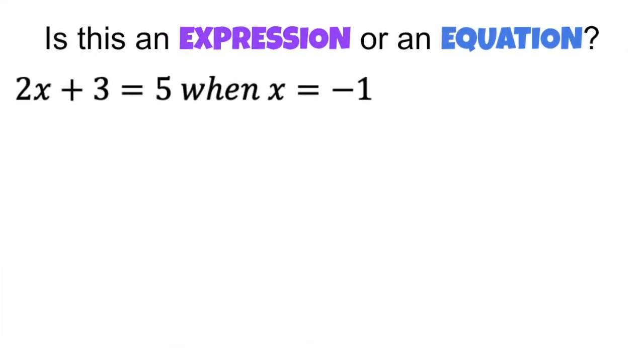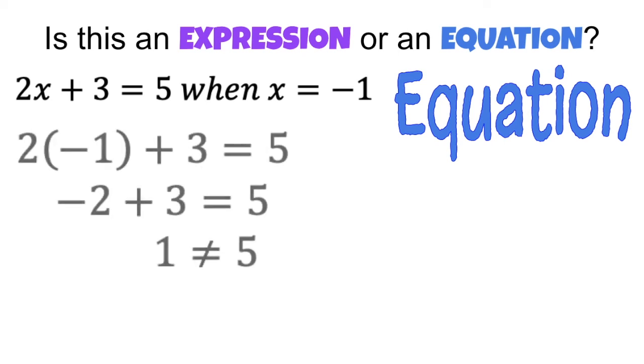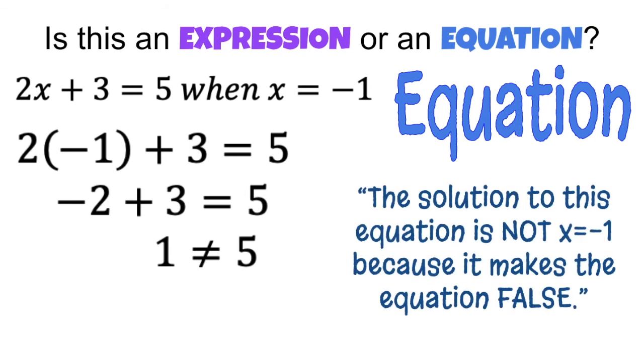Now, what about this one? Is this an expression or an equation? This is also an equation, and again, we're being asked the question, is -1 a solution or not? So to figure that out, we have to plug it in. 2 times -1 is -2, and -2 plus 3 does not equal 5. So here, the solution to this equation is not x equals -1 because that makes the equation false.